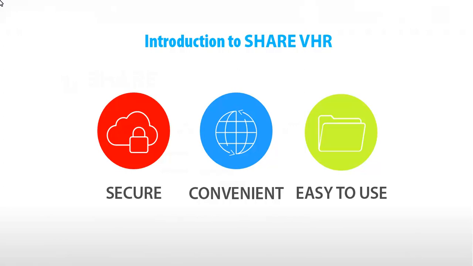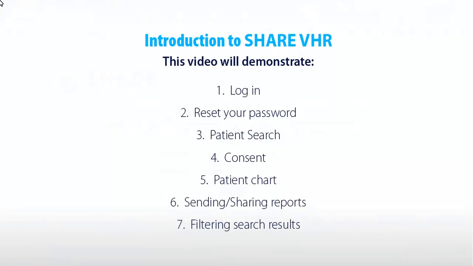The VHR displays information as a traditional clinical chart, with tabs to separate patient information into groups for easy chart review. In today's video, you'll learn how to log in, how to reset your password, how to search for patients. We'll talk a little bit about consent and how to navigate patient charts, how to send and share reports, and how to filter your search results.